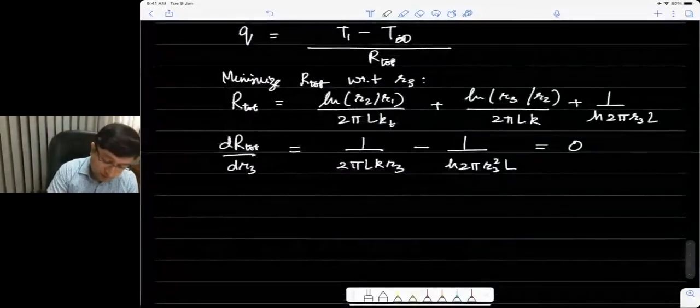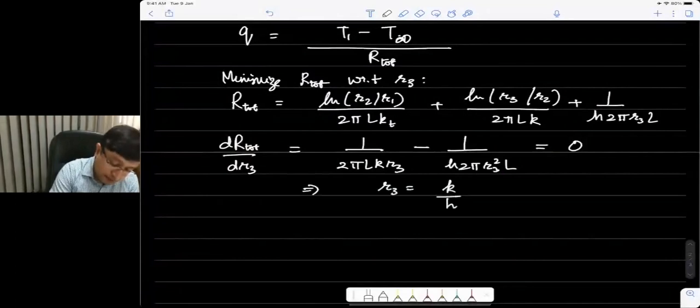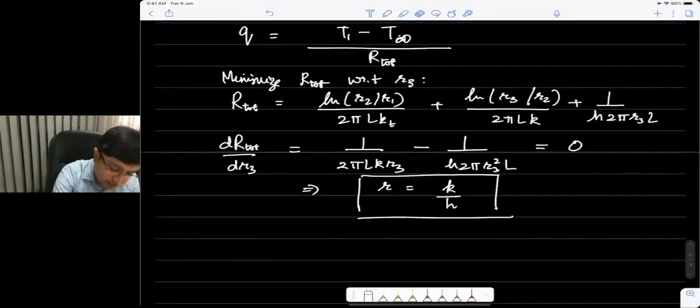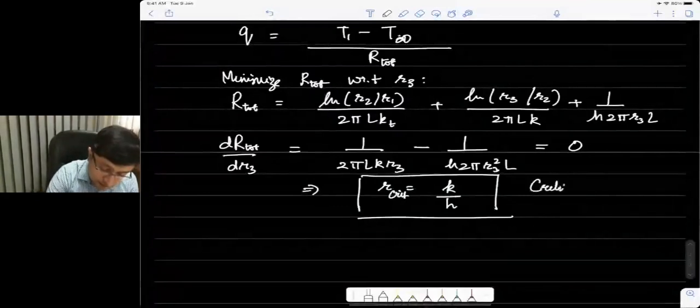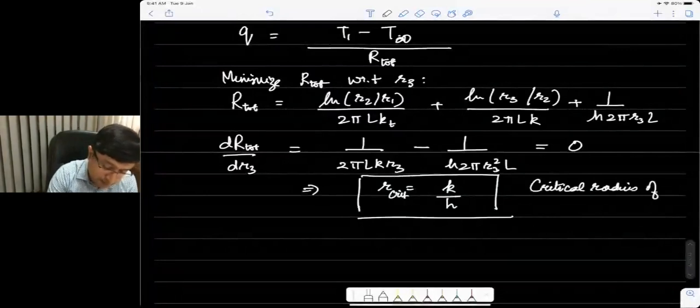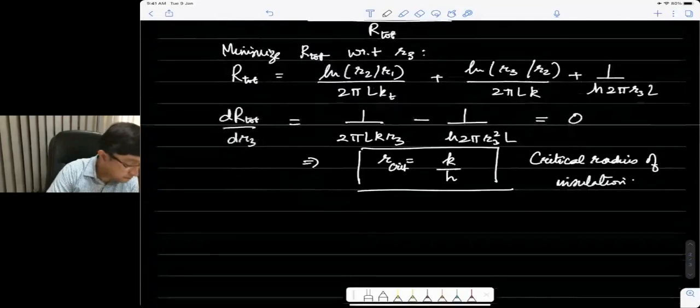We can cancel out some common terms, which I am not doing here, just to keep this piece of paper a little clean. What we'll have is that R3 is equal to k by h, and let me call this R critical. So the critical radius of insulation in the case of cylindrical conduction with insulation is given by k by h.